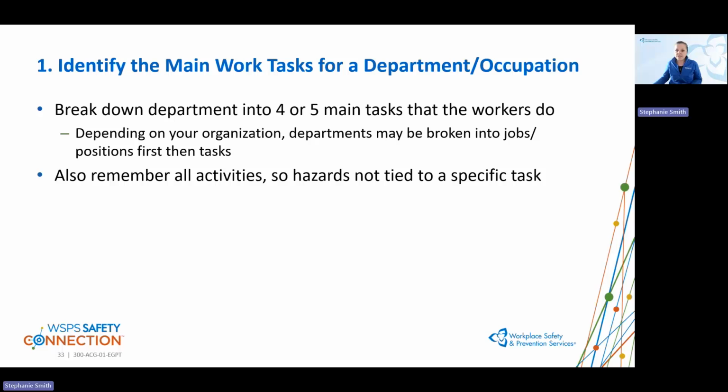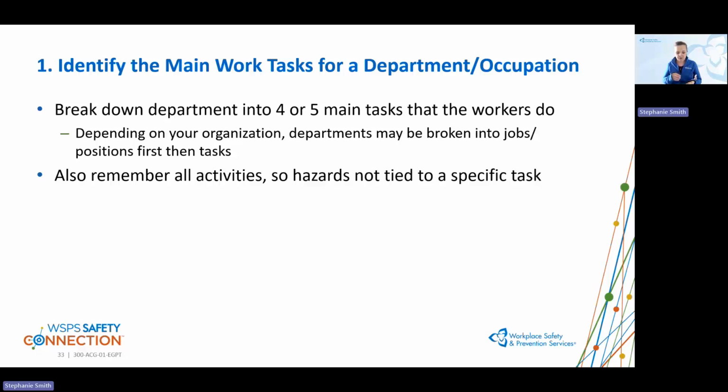The next step, once you determine your breakdown of your different departments and how you're going to proceed, is to break down your department into 4 or 5 of the main tasks that are being done. You can separate it out by each zone, but if your zones are all similar, maybe it is grouping it based on a department. And then depending on your organization, you may have different positions in there as well. So it all depends on how you want to break it down.